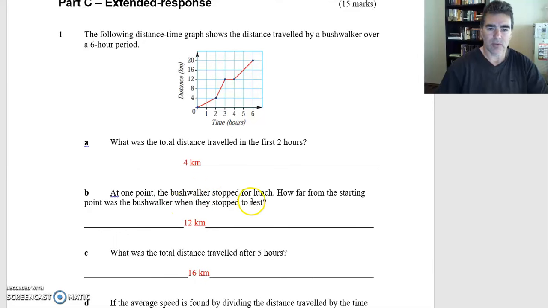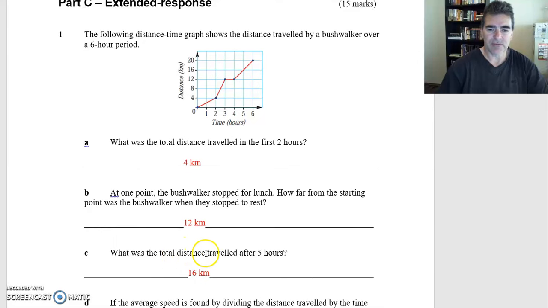At one point the bushwalkers stopped for lunch. Well, when they stop, it means as time goes on they're not travelling at all. So it's a horizontal part of the graph there. How far from the starting point was the bushwalker? Well, that's when they came to rest, and they were 12 kilometres from their starting point.